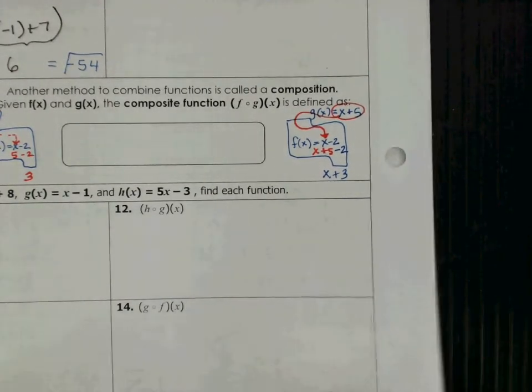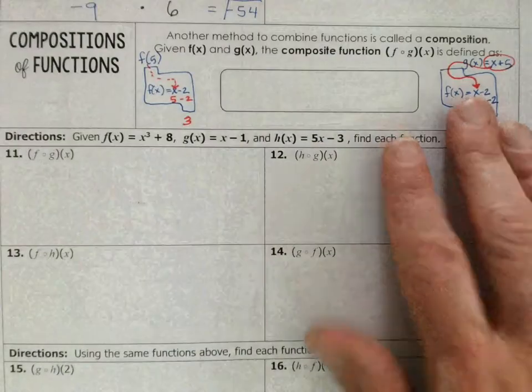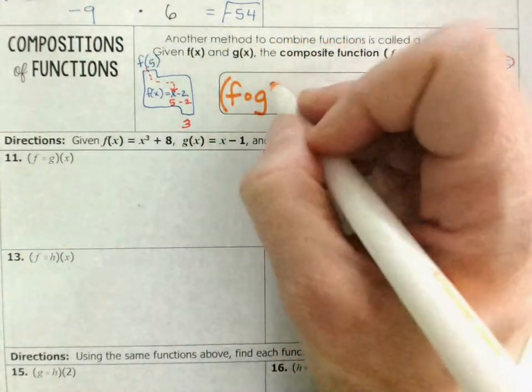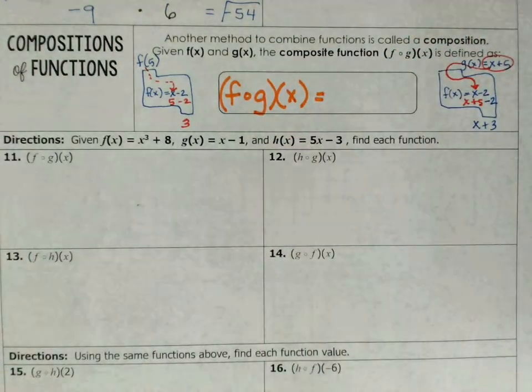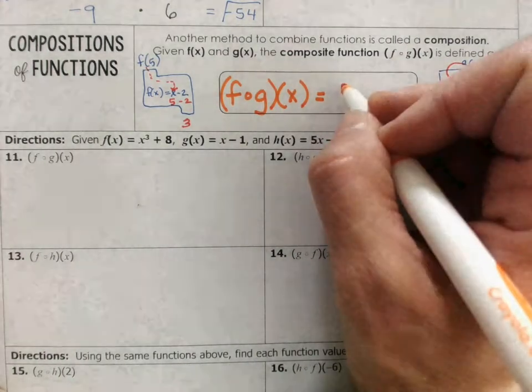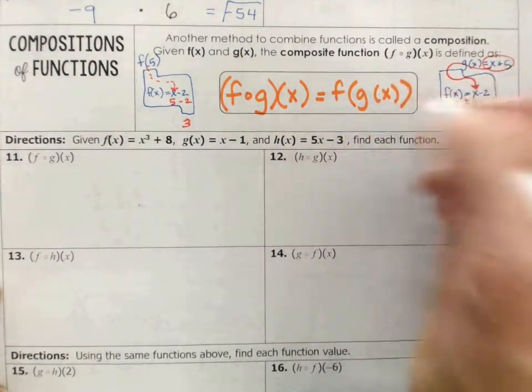All right, so let's look at this first one. It's really not that bad. This is how we write it. So if you have something that looks like this, f circle g of x, that circle just means f of g of x, okay? That is the same thing as doing this. It's really weird, f of g of x.